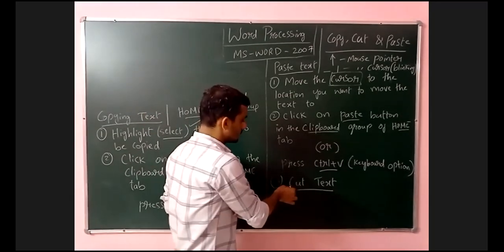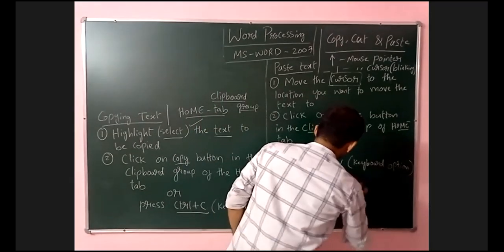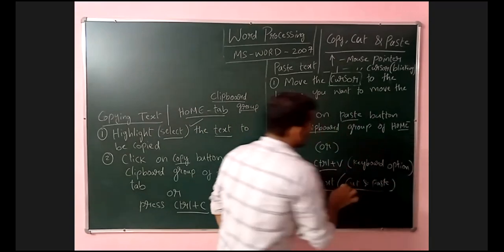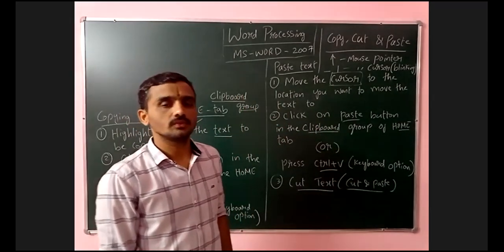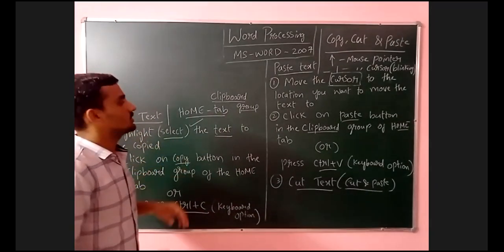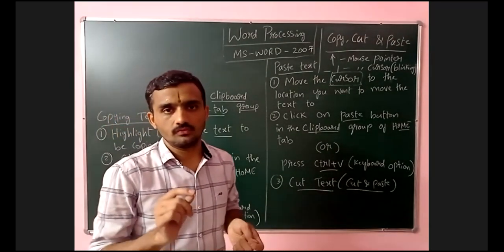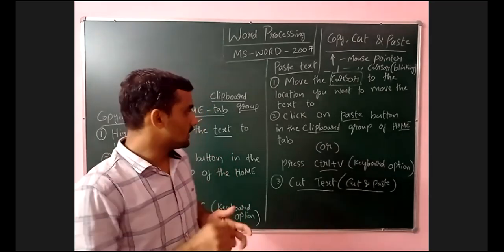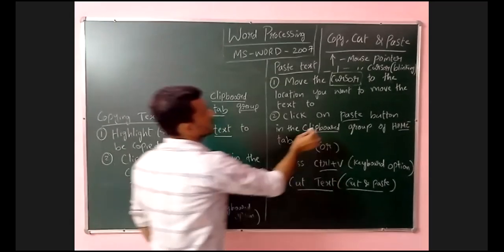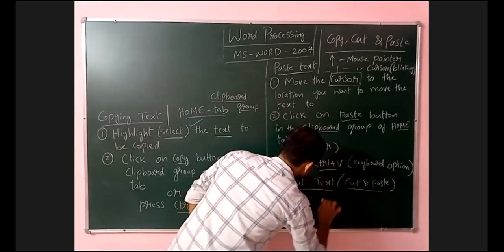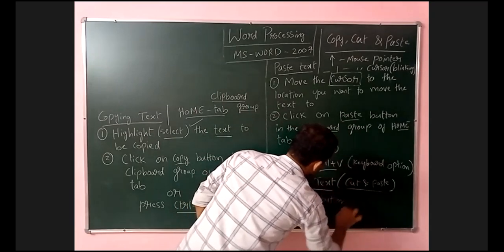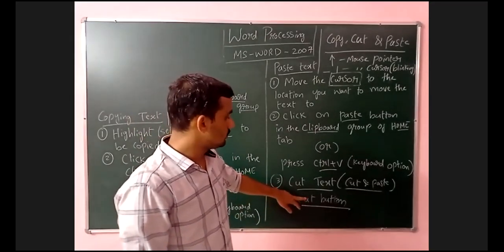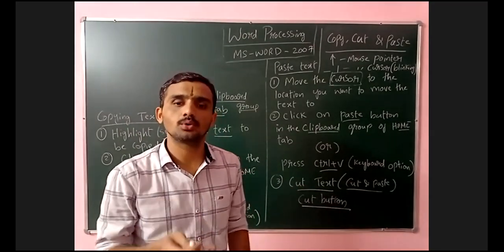So in the case of cut and paste, the option is the same. First thing is we have to select the text which we want to cut. First option, we have to select, highlight the text which we want to cut. Next, the second step is the same. Instead of the copy or paste button, we come across the cut button in the clipboard group of the home tab. Cut button in the clipboard group of the home tab. How to click on that button on the clipboard group of the home tab.